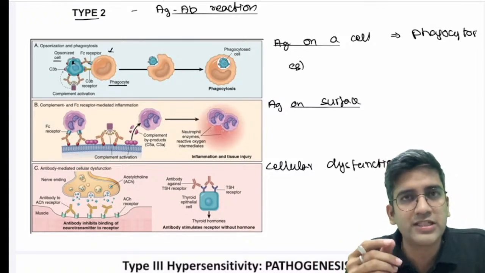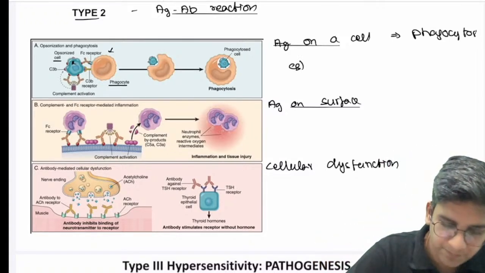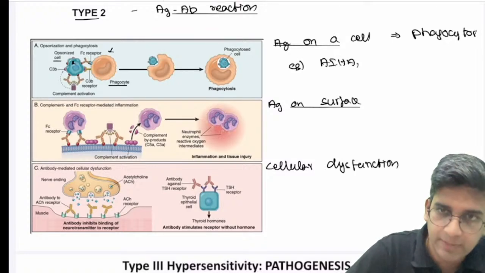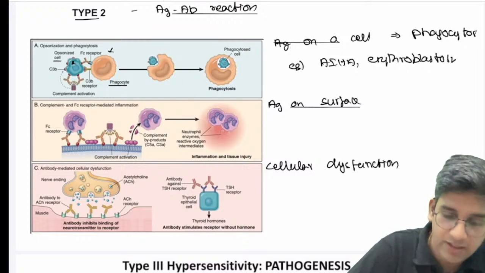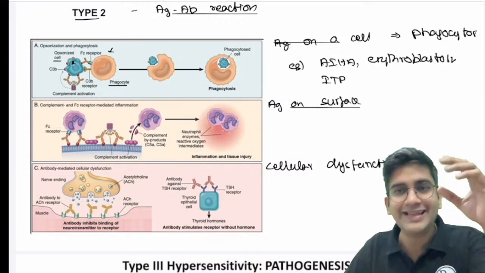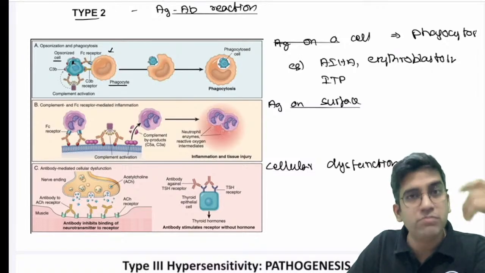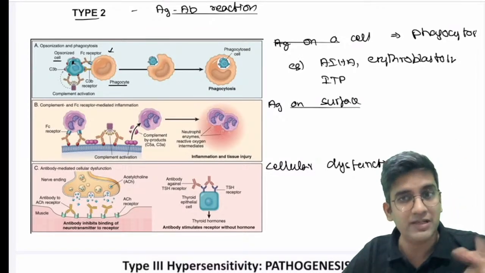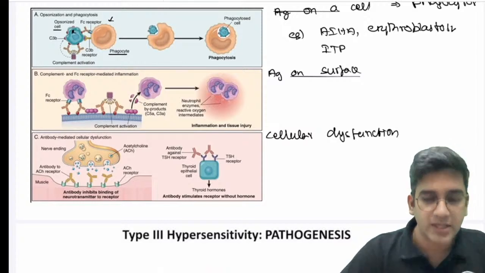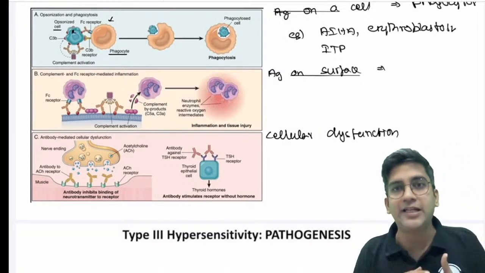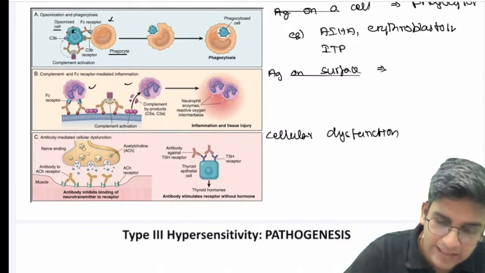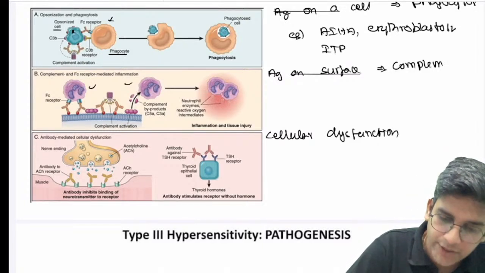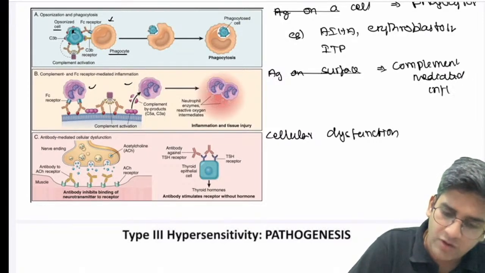Anything you read in blood. Can anyone tell me what's the disease when we have antibodies against platelets? Autoimmune hemolytic anemia is an example. Erythroblastosis fetalis is an example. Perfect, right? ITP is an example, right? Anything against a blood circulating cell, not a blood vessel, blood circulating cell, right? Anything against the surface, I cannot eat, I cannot swallow. So since there's a failure of phagocytosis here, it will have complement mediated inflammation.